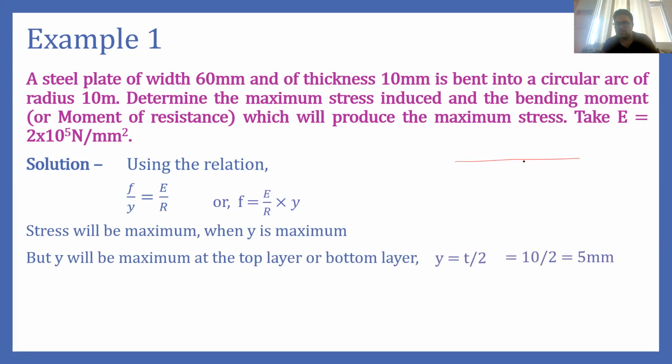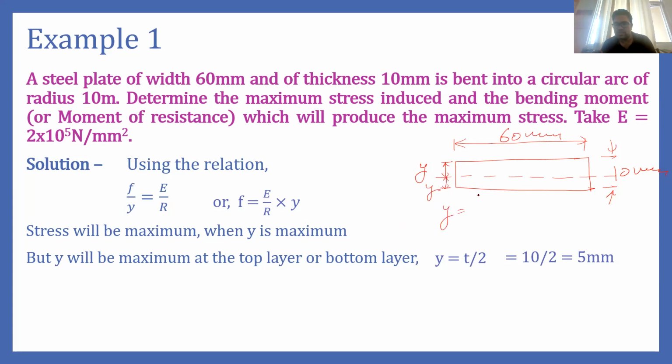I have made the diagram earlier also. This is the cross section of our plate, which has 10 mm thickness. This is the neutral axis, and this is the width. Width is 60 mm. Here we are supposed to calculate the Y value. The Y value will be maximum when we measure from the neutral axis to the topmost layer or the bottom layer. Both will be the same.